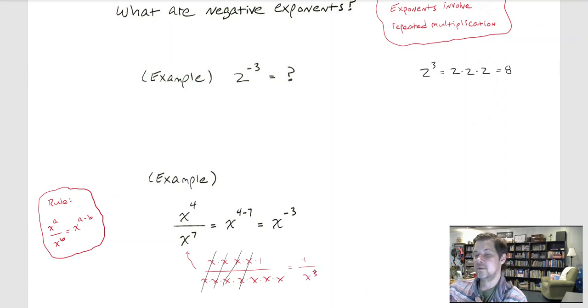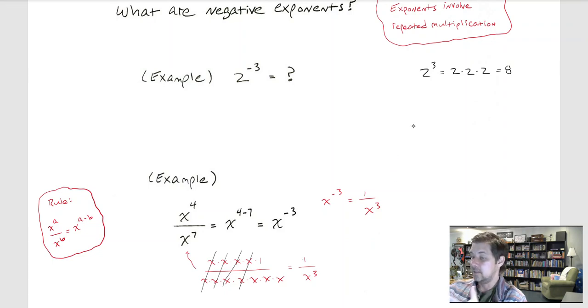So if you apply the rule, you get that this is x to the minus 3 power, but if you just separate it all out and cancel what you can, you get that it's 1 over x to the 3 power. So that tells us how to understand negative exponents. As a consequence of the applicability of this rule and the natural understanding of what exponents are, we can say, here's our meaning. x to the minus 3 power means 1 over x to the third power. So that's the whole key right there to understanding negative exponents.